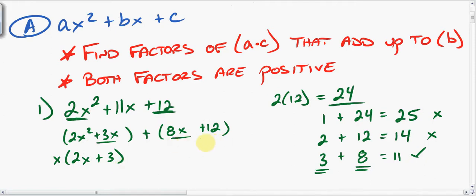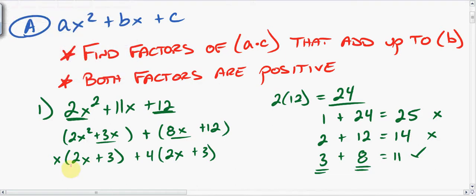Now I'm going to look at the second binomial. What's my GCF here? Well, I've got 8x and 12. It looks like 4 goes into the 8 and 12 evenly. So 8x divided by 4 is 2x. 12 divided by 4 gives me 3.